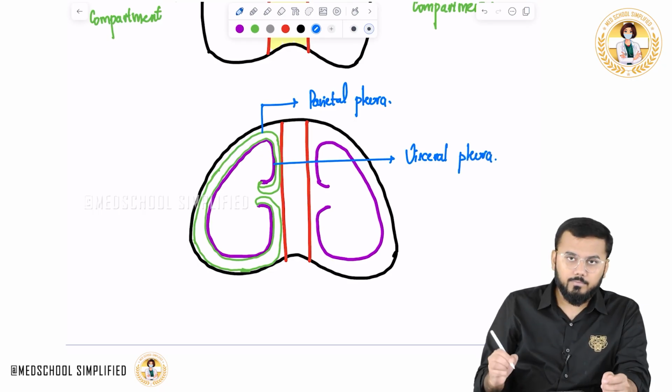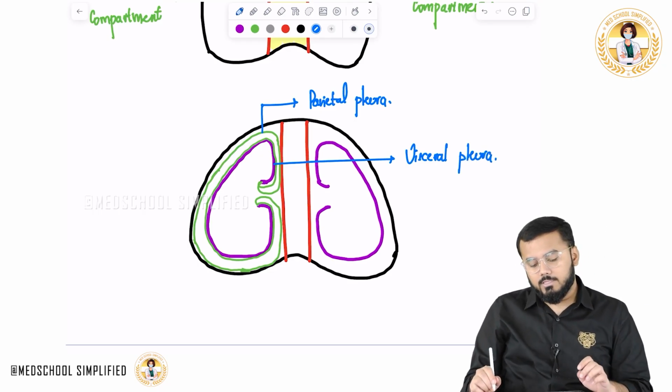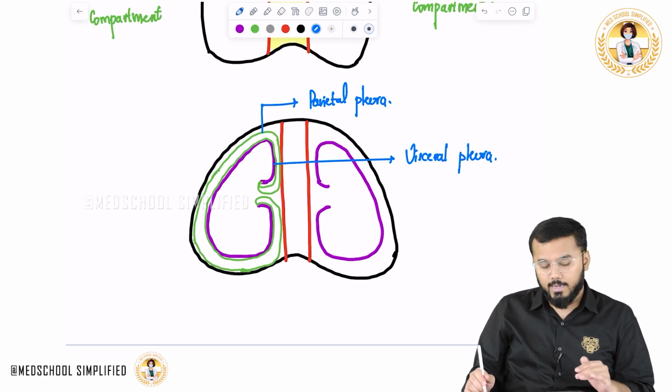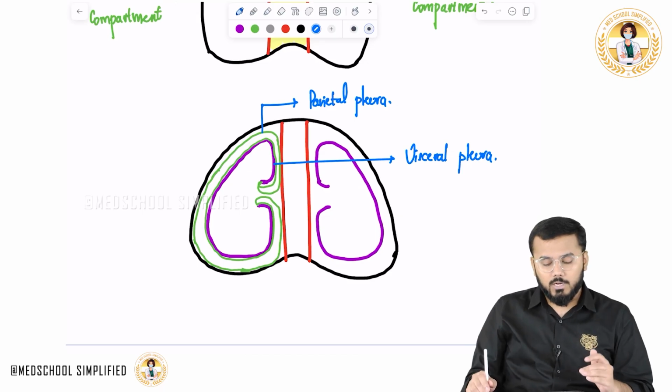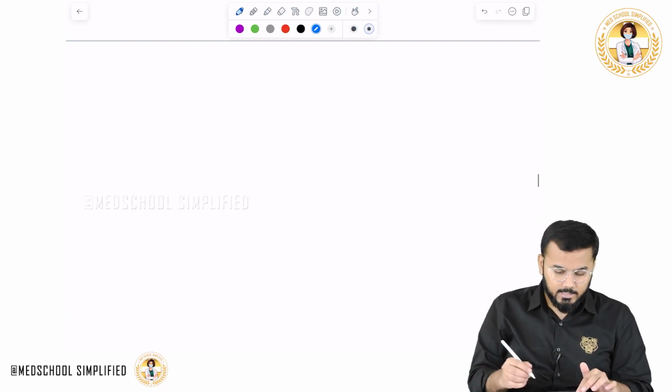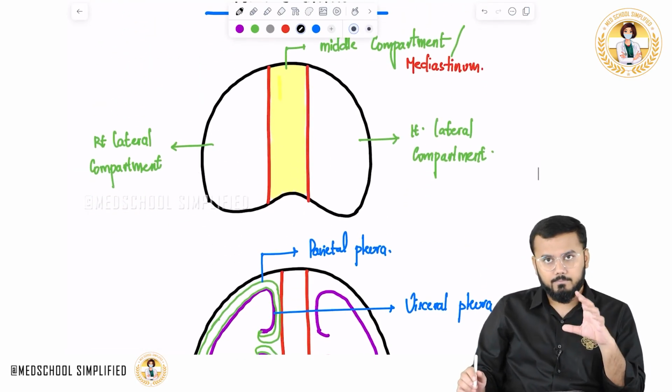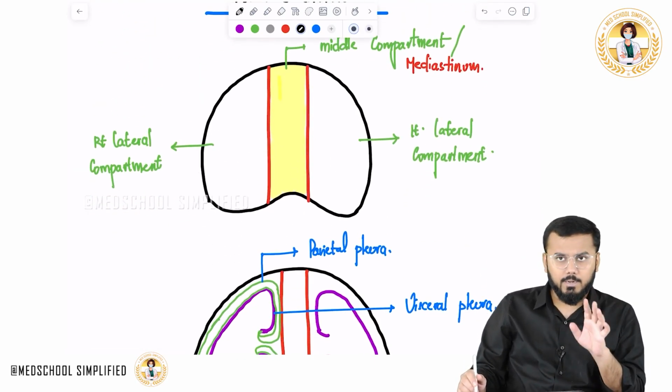Visceral pleura. Okay. Now after this, there are different kinds of pleura here. Pleura are divided into different types. So what are the different types of pleura? We shall discuss it right now. I hope these two things you have understood, that this is something that is completely basic.